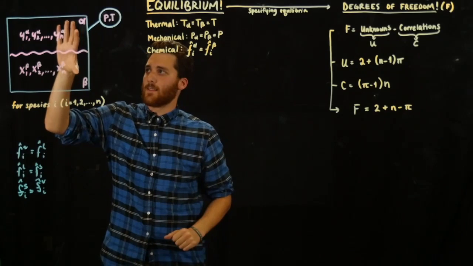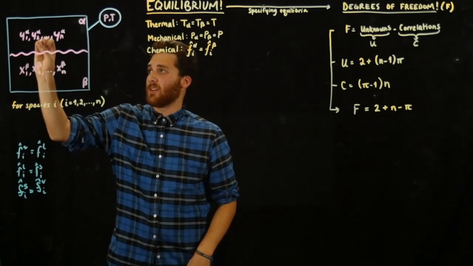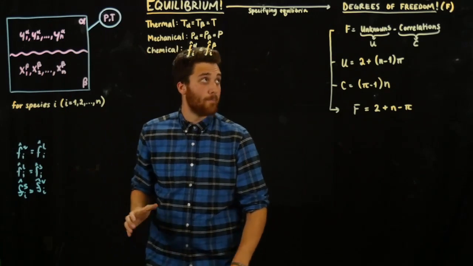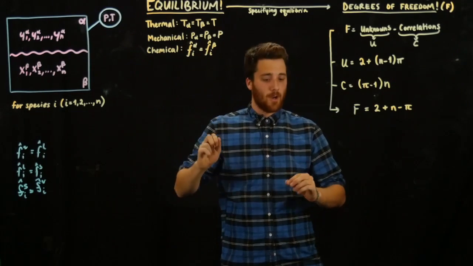We have two phases of n components, and there is a composition or mole fraction of each component within each phase. It's also at a specified pressure and temperature.